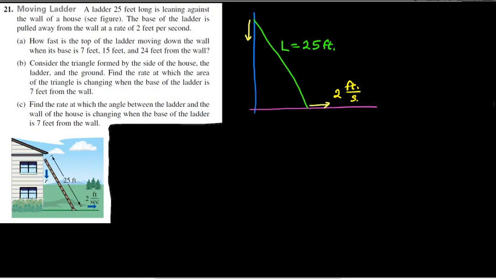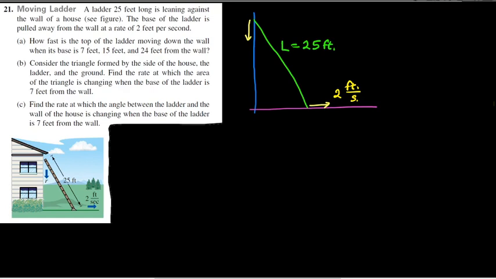Okay, so on to the next one. This has to do with a ladder leaning against the side of a house. It says a ladder 25 feet long is leaning against the wall of a house. Here's the picture in the book. The base of the ladder is pulled away from the wall at a rate of 2 feet per second.